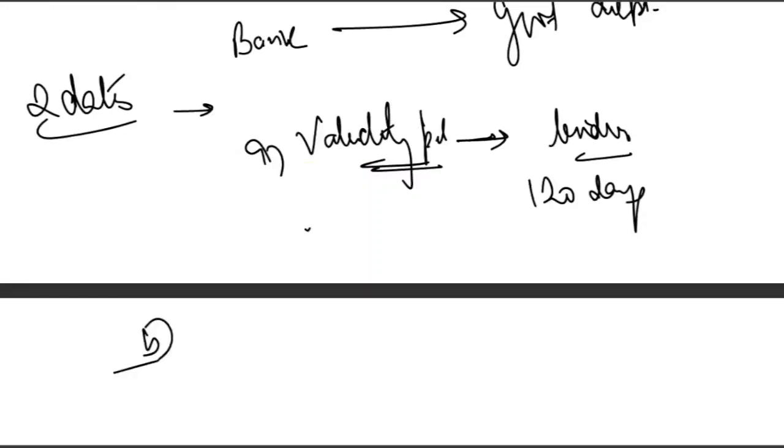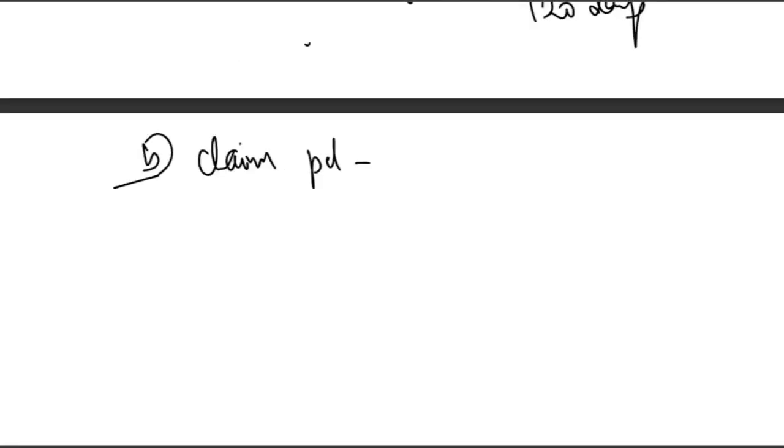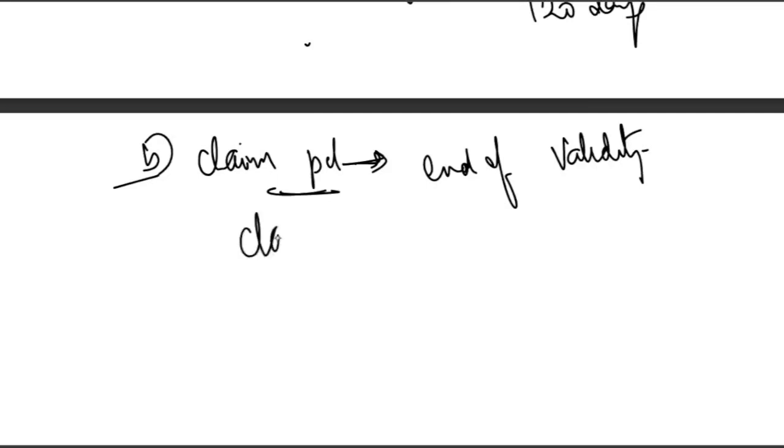The second period is called the claim period. You know what happens here? After the completion of the validity, the beneficiary is given some time to file a claim if any default happened during the valid period. So after the validity period has ended, the beneficiary, which is the government in this case, is given a certain time, so that if any default happened during the validity period, they can file their claim.